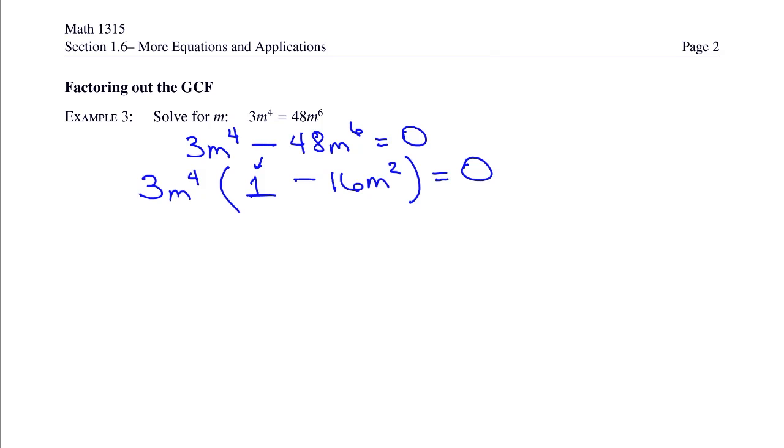Now notice that 1 minus 16m squared is the difference of two squares. 1 is a square and 16m squared is a square as well. So I'm going to go ahead and factor that. That factors as 1 minus 4m and 1 plus 4m.